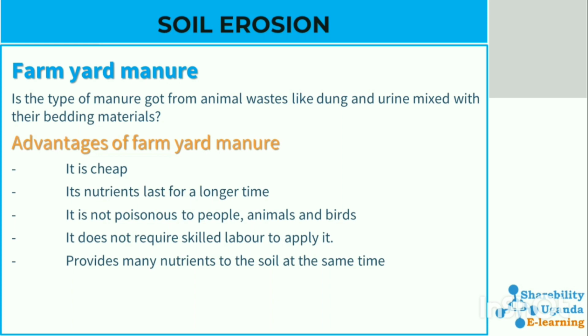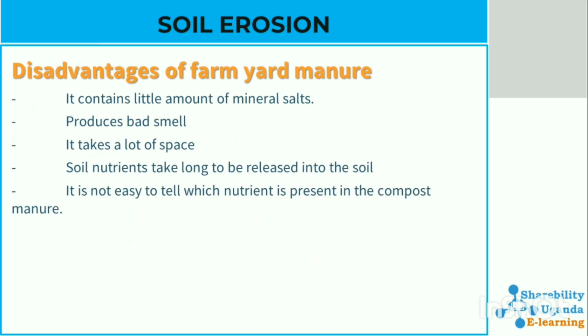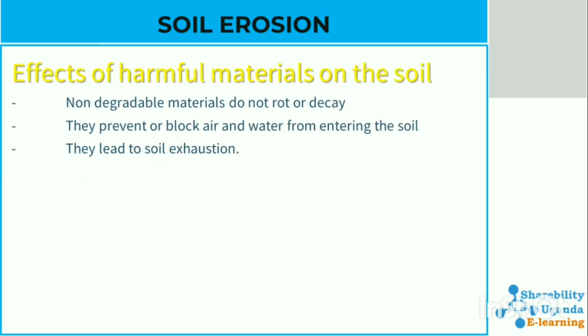Then we have farmyard manure, which is the type of manure got from animal wastes like cow dung and urine mixed with their bedding materials. It is cheap. Its nutrients last for a longer period of time. It's not poisonous, etc. However, it contains little amount of mineral salts, produces bad smell, takes a lot of space, and soil nutrients take long to be released into the soil.